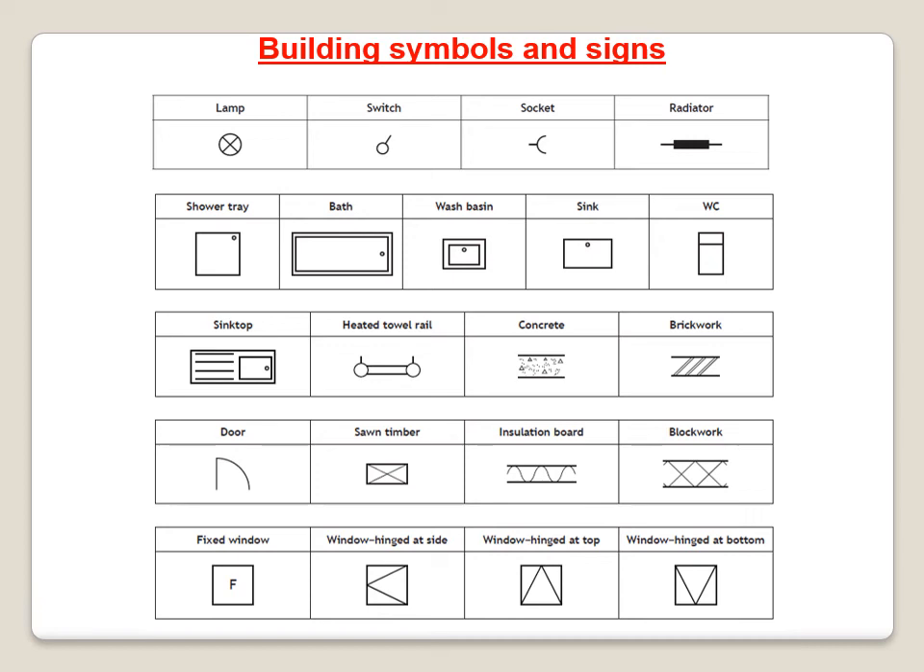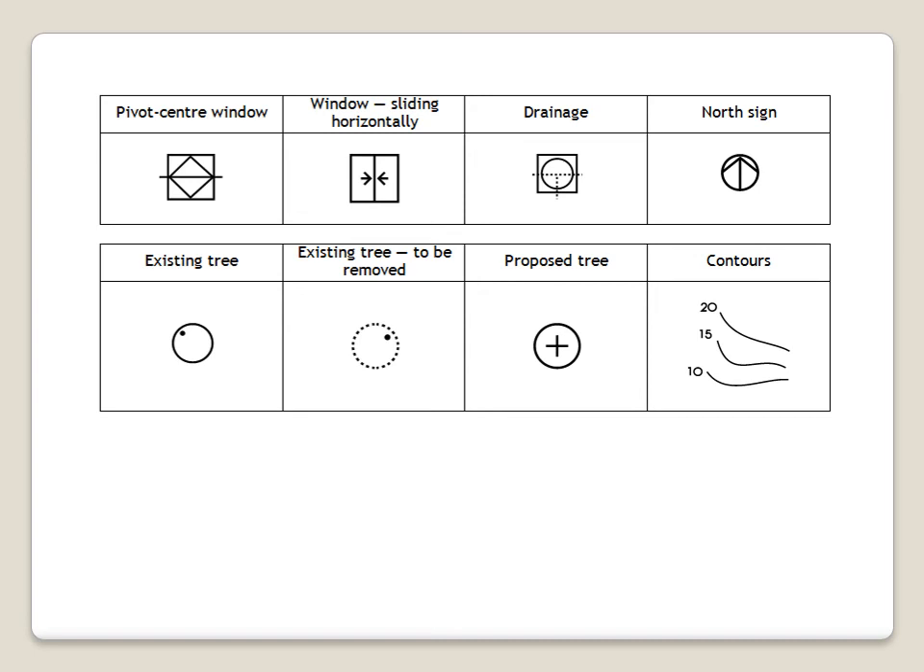You then have a series of different windows. You've got a fixed window, meaning it doesn't open. You've got a window hinged at the side. You've got a window hinged at the top and a window hinged at the bottom. You can see that where the point of the arrow is pointing to is where it's actually hinged. The last symbols and signs show a couple more windows. You've got a pivot center window where it actually can pivot about the center. You've got sliding windows sliding horizontally, and then you've got your drainage symbol.